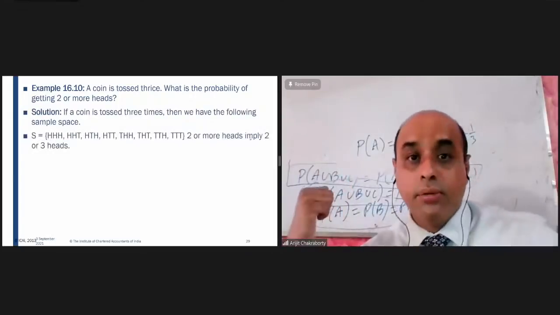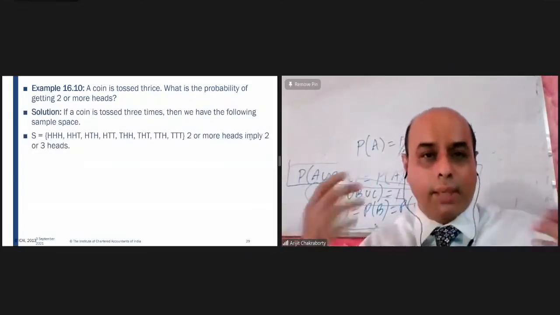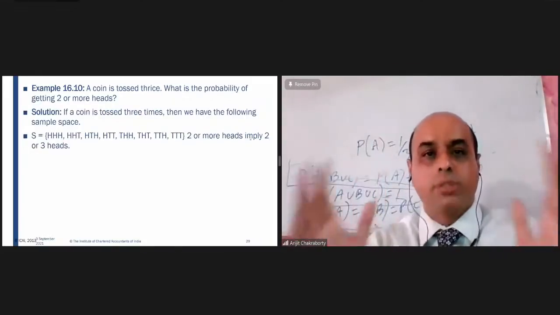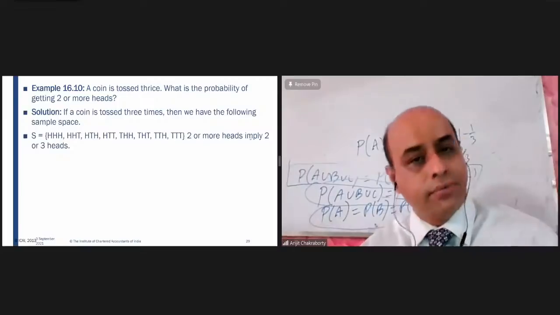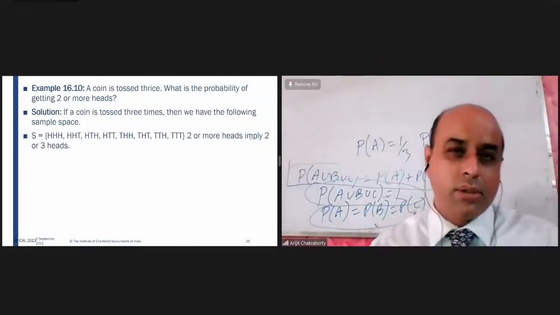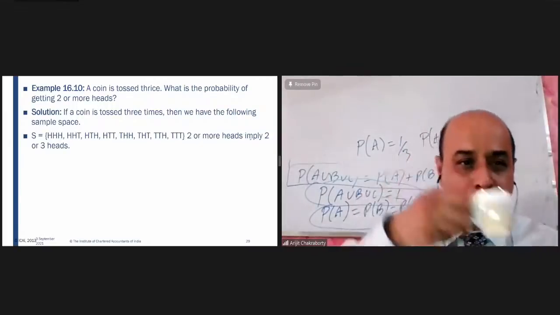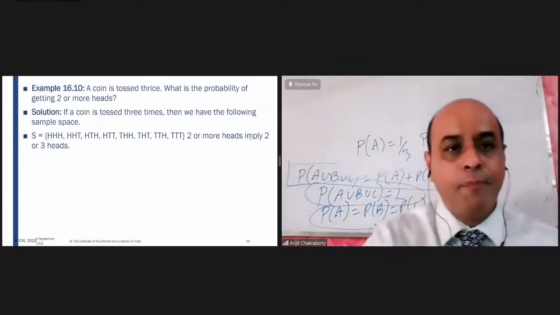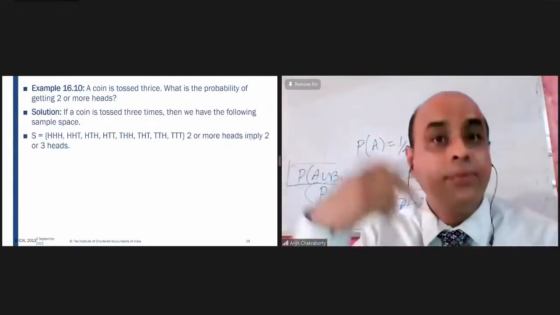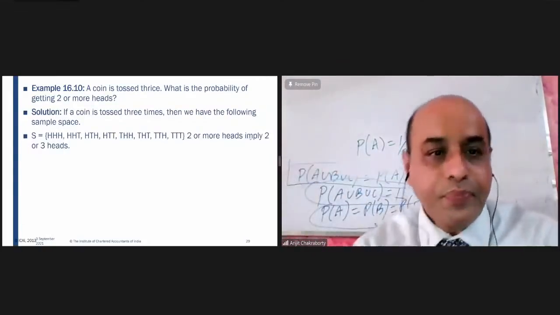So here you see we are using the application of sample space. Sample space means a space which gives you the possible outcomes or the possible events. Now, if a coin is tossed 3 times, a coin is tossed thrice, the question asks you the probability of getting 2 or more heads. That means you can get 2 heads and 3 heads, 2 or more.